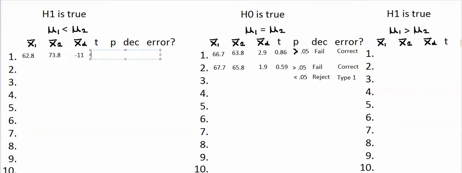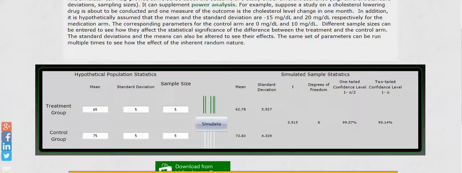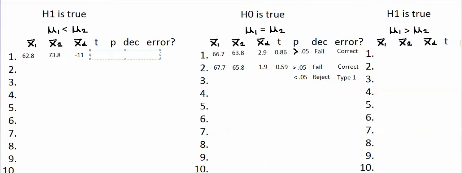Put the t-score. This time it's negative 3.5. So we're having a bigger t-score. The t-score is going to usually be negative because, like I said, this sample mean is usually lower than this sample mean in this situation, which means that if sample mean 1 is lower than sample mean 2, the difference is negative, and t is also negative.